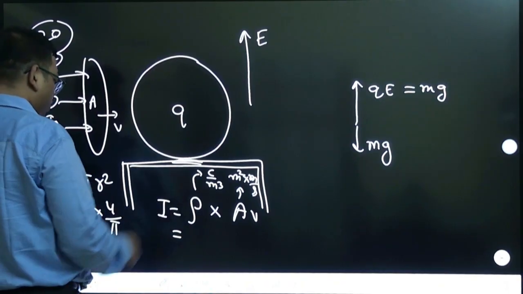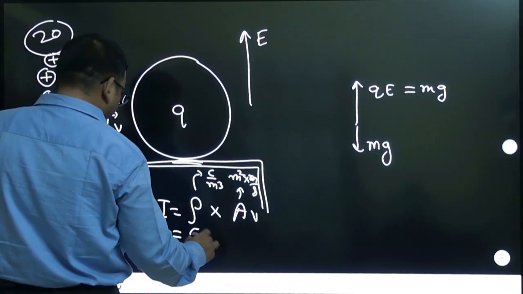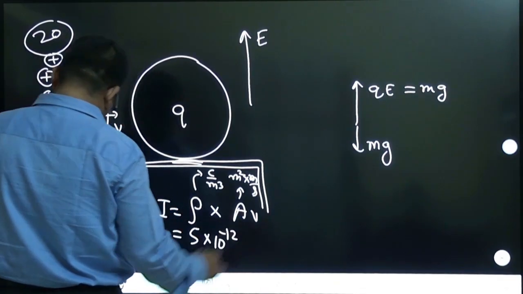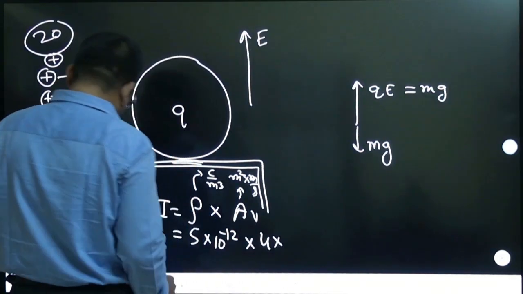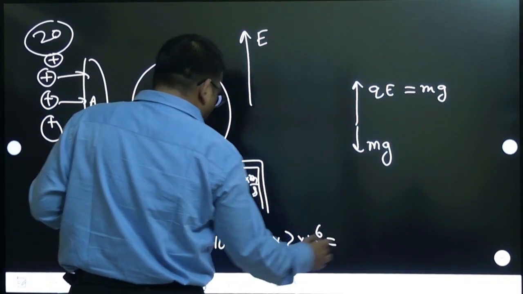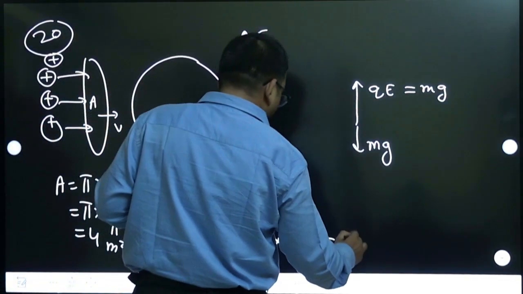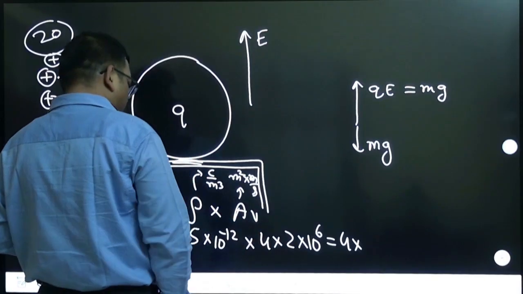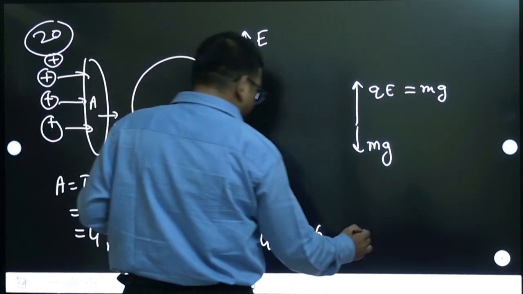Current will be how much? These density values, let us substitute. So 5 into 10 to the power minus 12, right? Area already 4 we have calculated. Velocity they have given 2 into 10 to the power 6. So how much does this come? 4 into 10 to the power minus 6 and then 10 power minus 5, right?